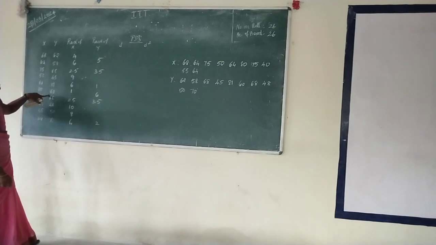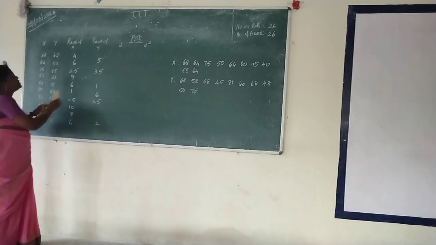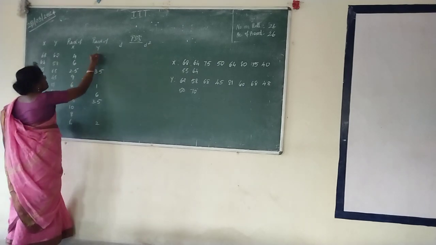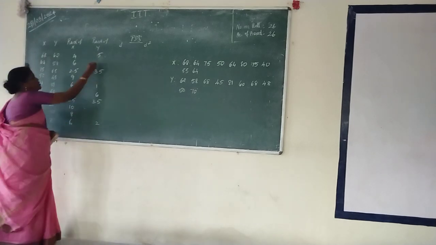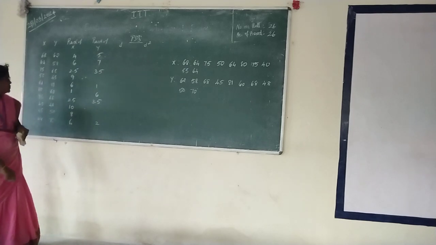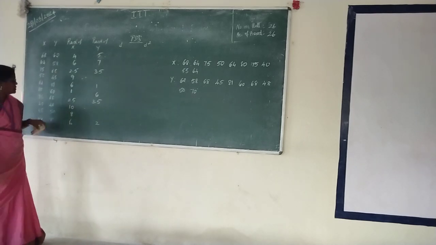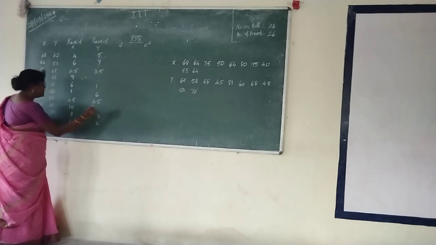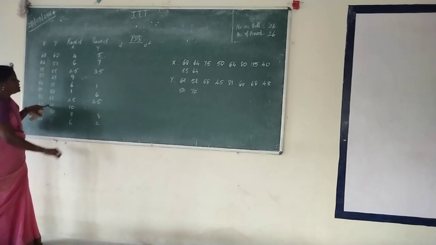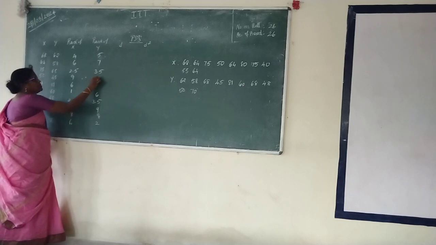Next one? 58. How many times is it repeated? Only once. So it will be given the rank 7. Next value? 50. So it will be given the ranking 8. Next value? 48. Last value will be 45.